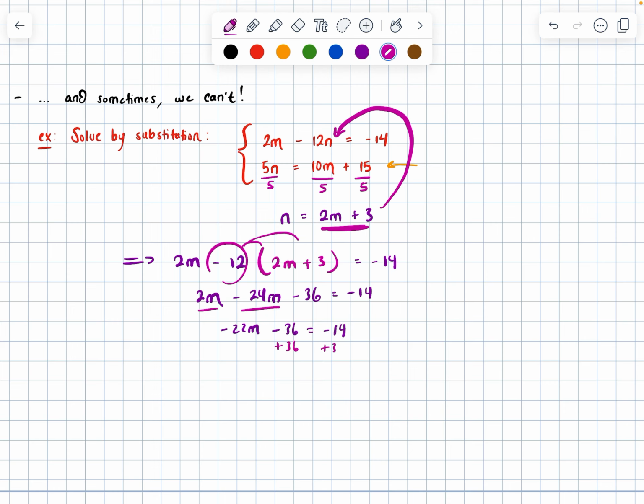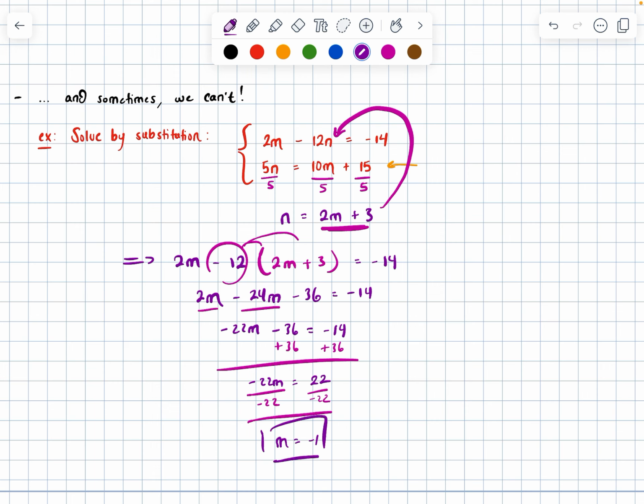I want to get m by itself. Let's add 36 to both sides. First, again, reverse order of operations, addition and subtraction before multiplication and division. So I'm going to add 36. I get negative 22m. It's equal to 36 minus 14, which is 22. Wow, it's almost like I wrote the problem to have nice numbers in it. Look at me, I'm so generous. Dividing both sides by negative 22, m is equal to negative 1.